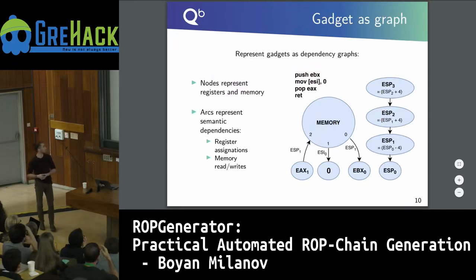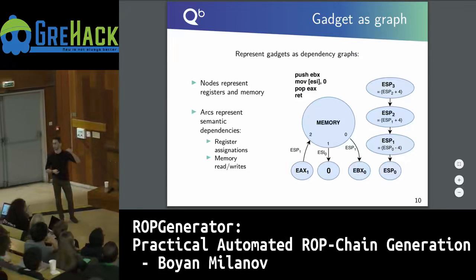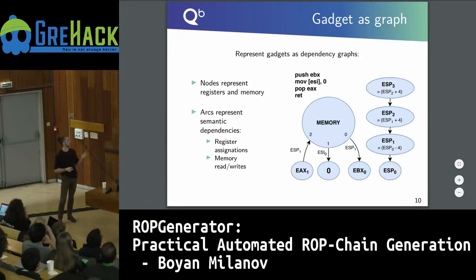So here you have an example of a gadget graph. The gadget is push EBX, then move 0 to the address in ESI, and then pop EAX, return. The nodes of the graph are registers. If you look at the ESP register, for instance, you can see that you have several nodes for ESP. Basically you have one node every time you modify a register. So ESP0 at the bottom is the initial value of ESP when you start executing the gadget.